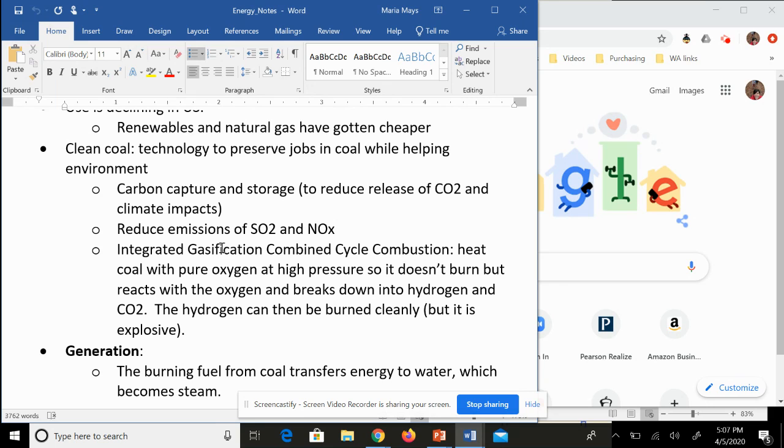And then integrated gasification combined cycle combustion, which is a big mouthful. Basically, you heat coal with pure oxygen at high temperature so that it doesn't burn, but it reacts with the oxygen and breaks down into hydrogen and CO2. The hydrogen can then be burned cleanly, but it is highly explosive at that stage. So the integrated gasification combined cycle combustion really has to be done very carefully. It can allow us to burn the coal more cleanly, though, which reduces the release of some of these other gases.